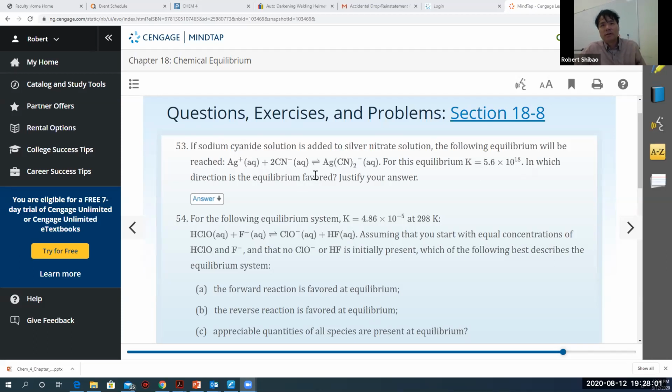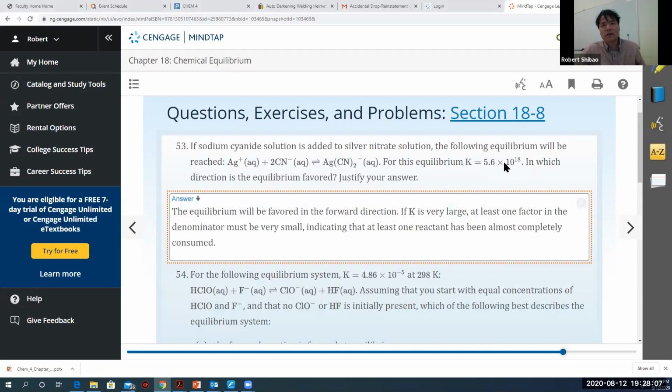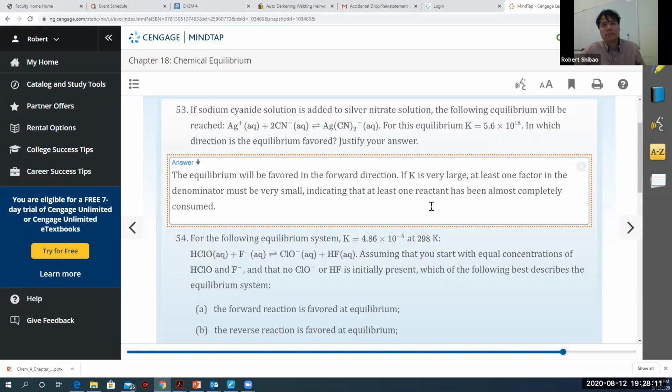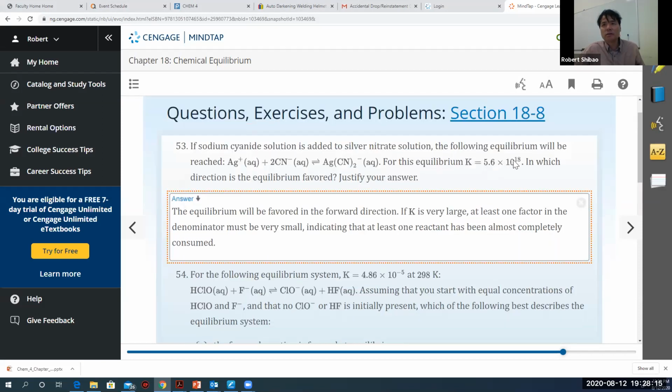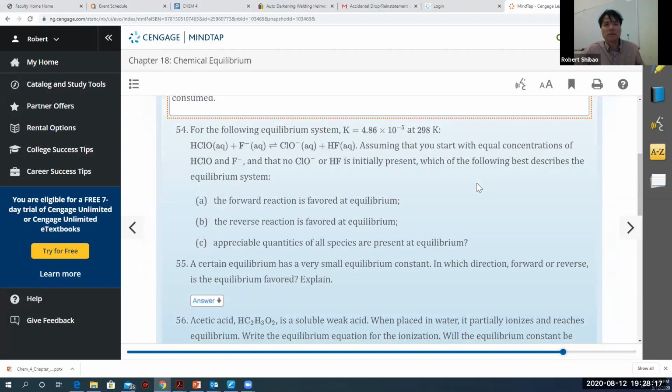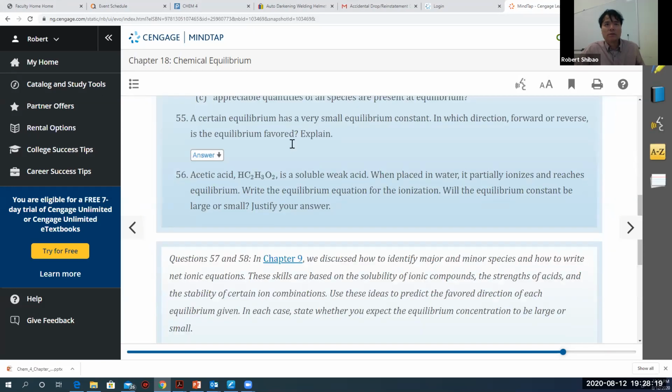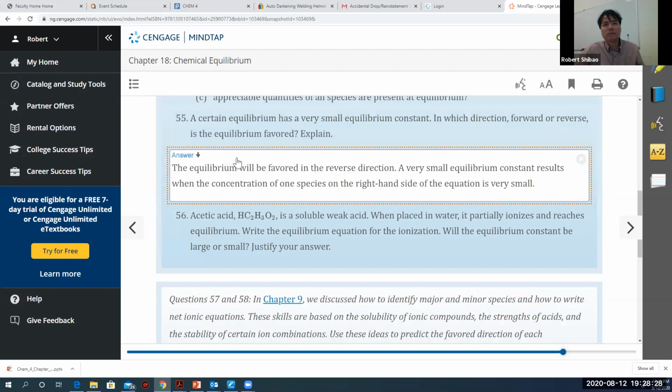In which direction is equilibrium favored? Yeah, forward direction for sure. Look at that K, it's gigantic. K is very large, favoring the products, since K is the ratio of the products divided by the reactants. A certain equilibrium has a very small equilibrium constant. In which direction? Okay, it's very small. It favors the reactants. Reverse direction favors the reactants.